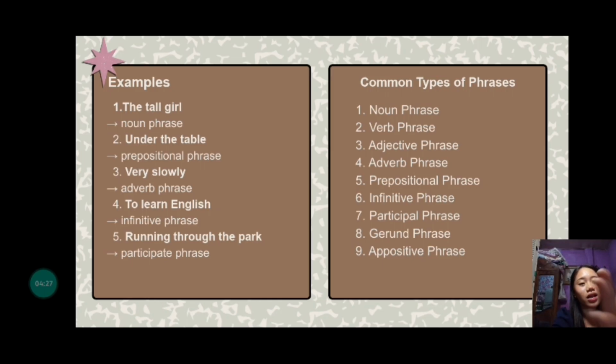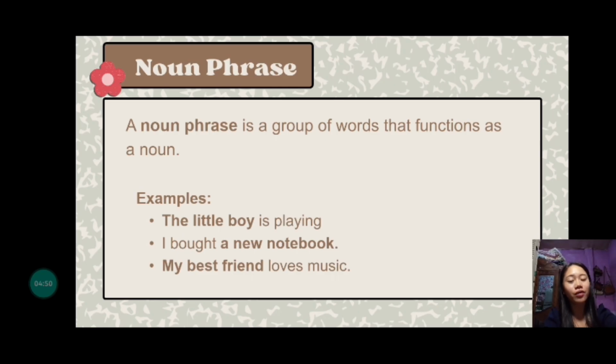These are the common types of phrases: noun phrases, verb phrases, adjective phrases, adverb phrases, prepositional phrases, and so on. First is the noun phrase. A noun phrase is a group of words that function as a noun. For example, the little boy is playing.